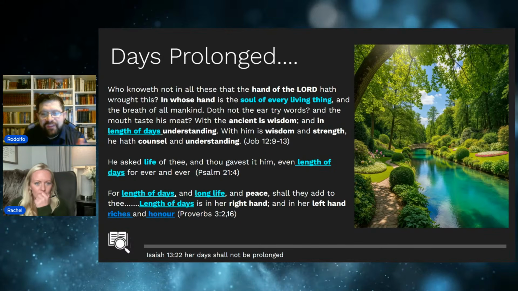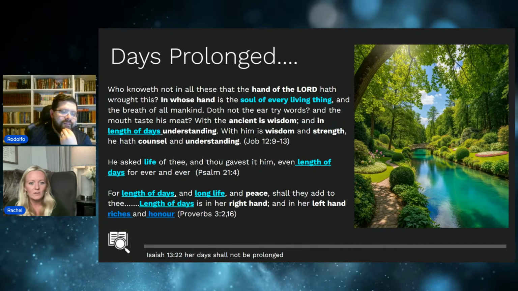Oh, the Ancient of Days in Daniel. Yeah, totally. I forgot about that. Good call. So then there's another one in Psalms 21. He asked life of thee, and thou gavest it him, even length of days forever and ever. So length of days, maybe describing some kind of immortality, eternal life. Length of days and long life and peace shall they add to thee. Length of days is in her right hand, and in her left hand riches and honor.